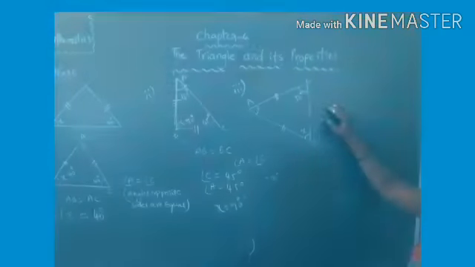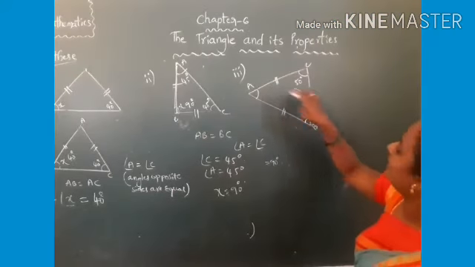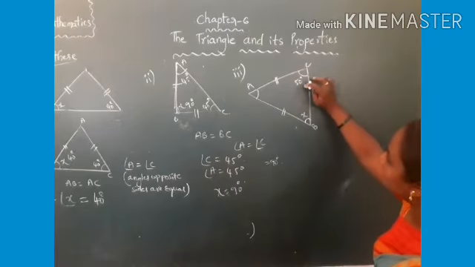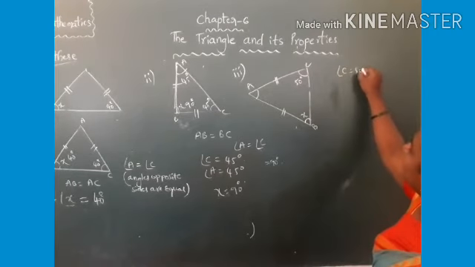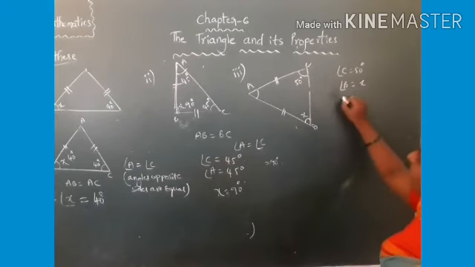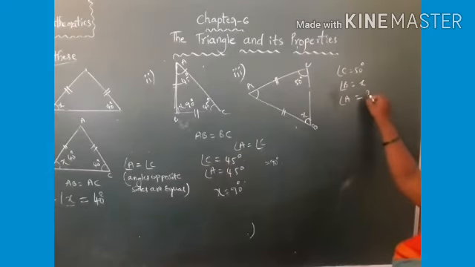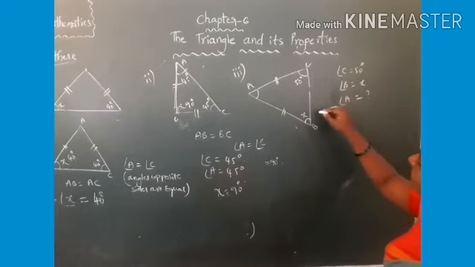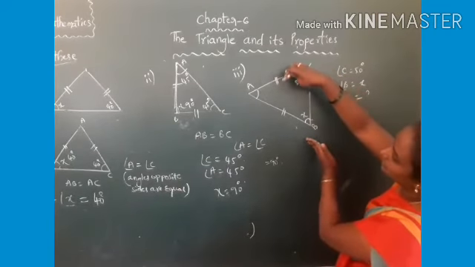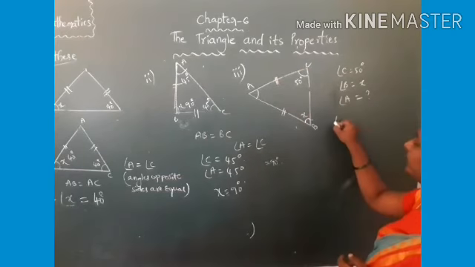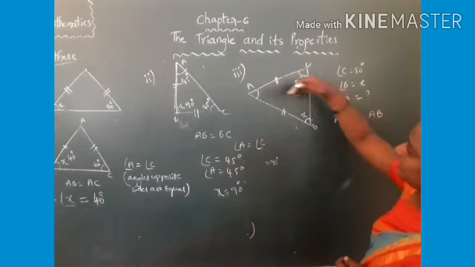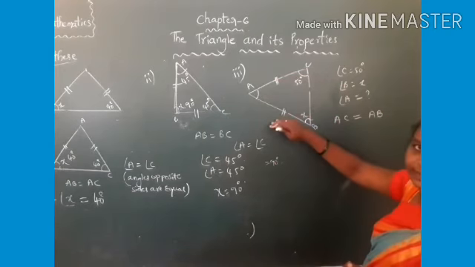Now observe the third figure. ABC is a triangle. It contains angle C, which is 50 degrees. Angle B is x. Angle A, you don't know. First observe this triangle. These two sides are equal, that is AC is equal to AB.